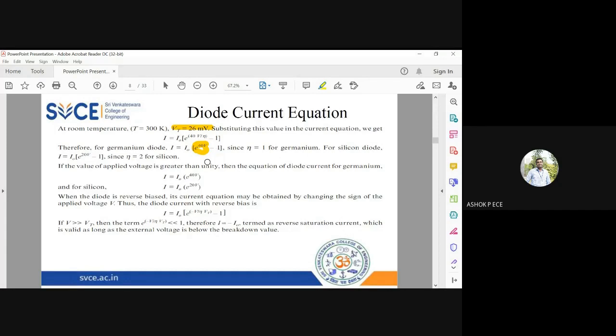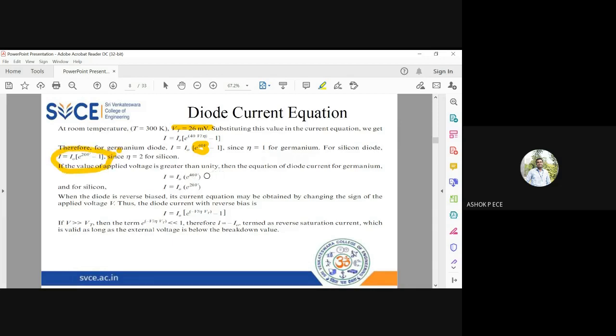Okay? So 1 lakh, assume you have a number 1 lakh. From 1 lakh, if I subtract 1, it is not going to be very significant, right? So I'll get 99999, which I can approximate to 1 lakh again, because there is no significant impact on subtracting a smaller number from a larger number. So e power 40V minus 1, I can approximately write as e power 40V. And e power 20V minus 1, I can approximately write as e power 20V.